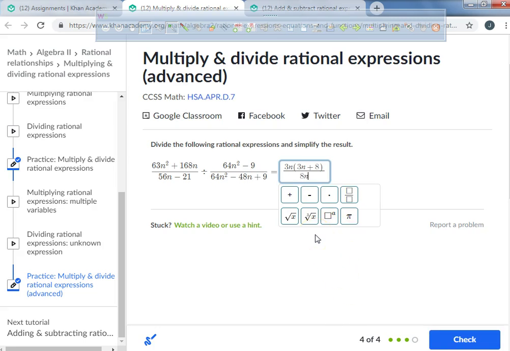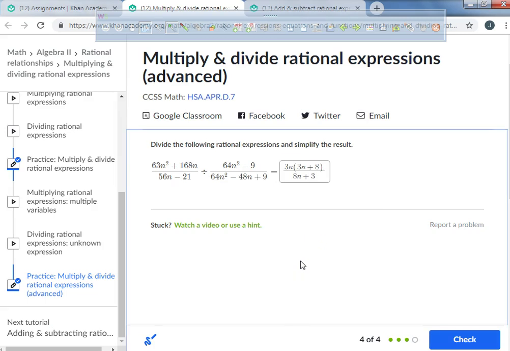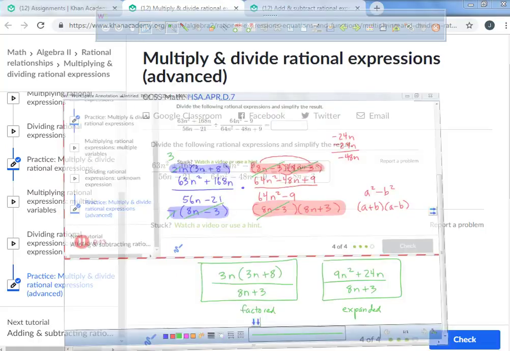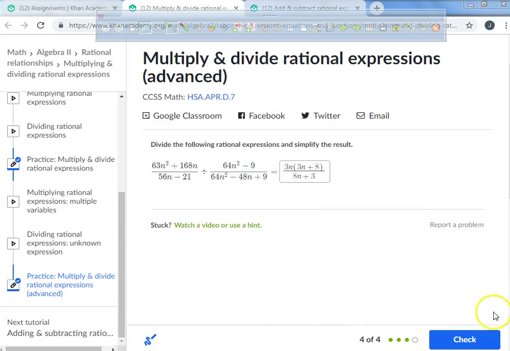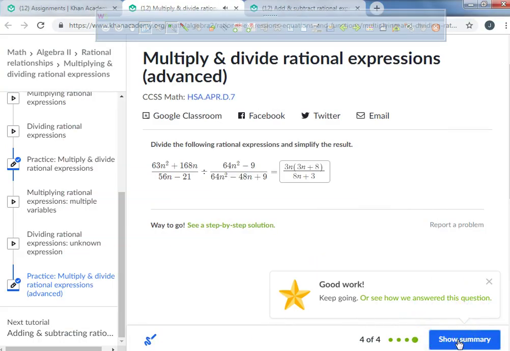8n plus 3. Okay, check it. Alright. There is your friend. Now, if you expanded it, would it still have worked? It would have still worked if you would have written 9n squared plus 24n. Okay.